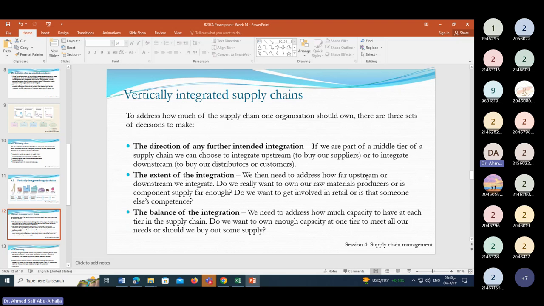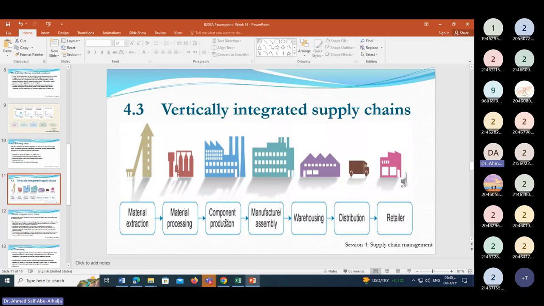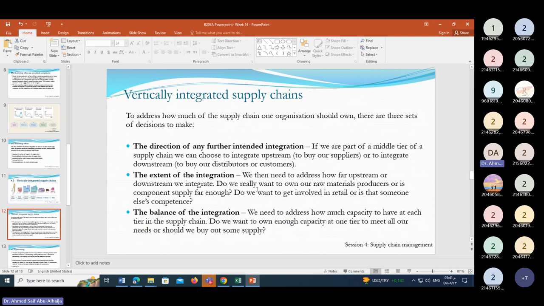Do you want to buy only the direct suppliers, or the other suppliers too? Here, this is you, the manufacturer. This is the supplier, let's say supplier level A. This is the supplier for your supplier. Then this is the supplier for the supplier of your supplier. So three levels. Do you want to buy only the direct supplier, or also the level two and level three suppliers? That's a question. Do you want to buy only the wholesaler, or the wholesaler and the retailer? So this is the second question. The extent of the integration means how far upstream and how far downstream we need to go.